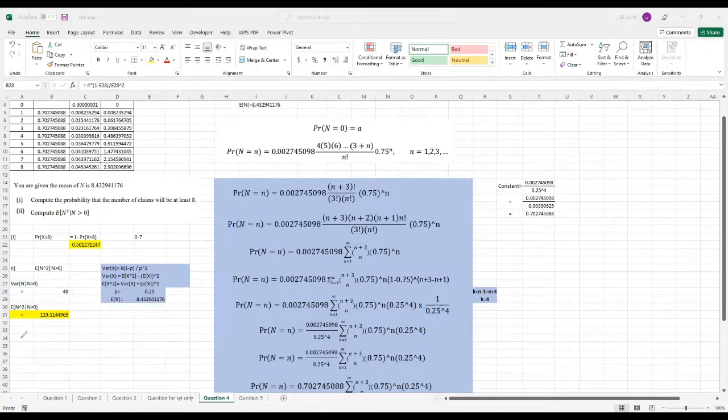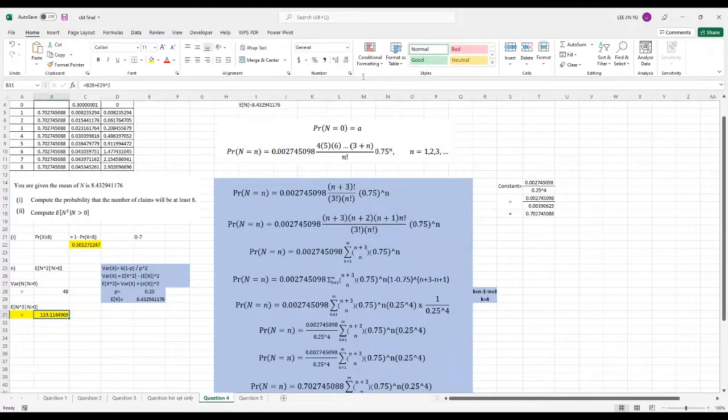So I clear my annotation. The expected value of n squared given n bigger than 0 is the variance given n bigger than 0 plus the mean squared. From this, the variance is 48, so B28, which is 48, plus the mean squared, which is 8.43 and so on. After we square, we calculate the expected value of n squared given n bigger than 0. It's 119.1144969. So this is my solution.